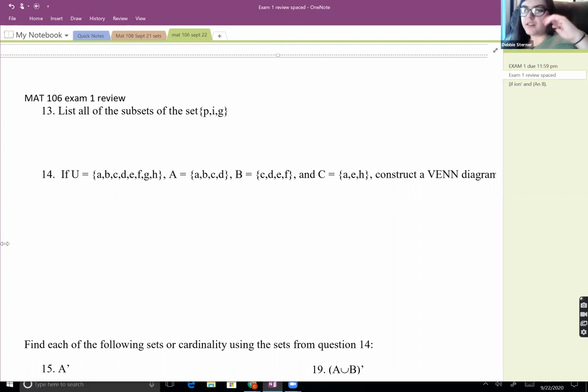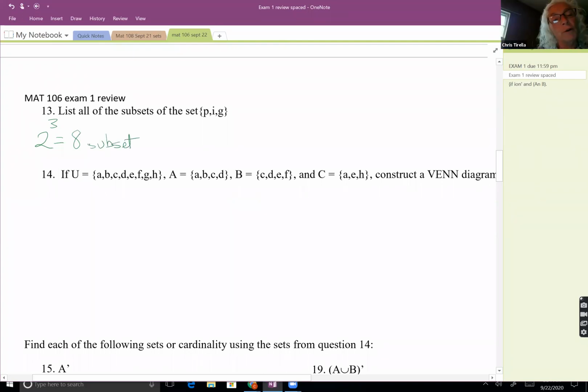Page 2, list all of the subsets of the set PIG, P-I-G. It has 8 subsets. And where did you get the 8 from? Because you do 2 to the third power, because there's 3 elements in that set. Beautiful. And so if I look at 2 to the third, 3 elements in the set, I want to come up with 8 subsets. So start telling them to me.